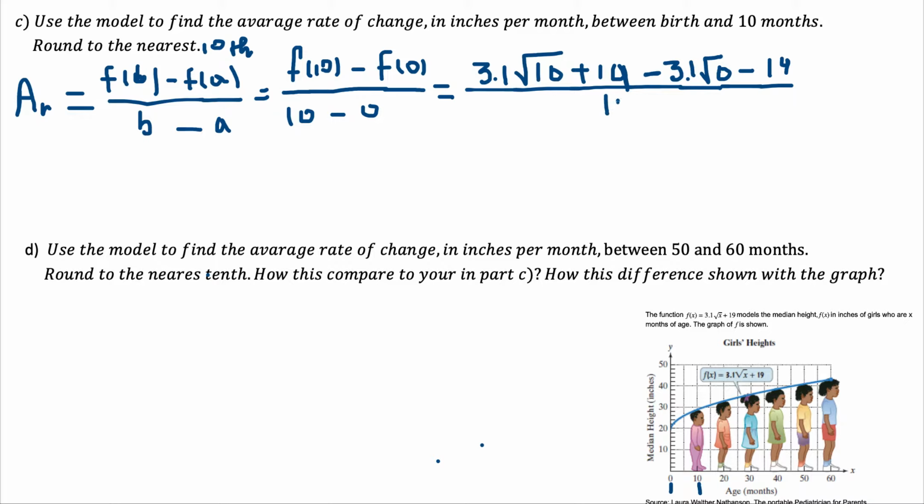Here is a 10 minus 0. 10 minus 0 is 10. But here is plus 19. Minus 19 disappears. But 3.1 times 0 is 0. So what remains is just 3.1 times square root of 10 divided by 10. But let me rewrite this again, because I think it looks better, otherwise we don't know what we did here. So whatever remains is 3.1 square root of 10, and everything is divided by 10.